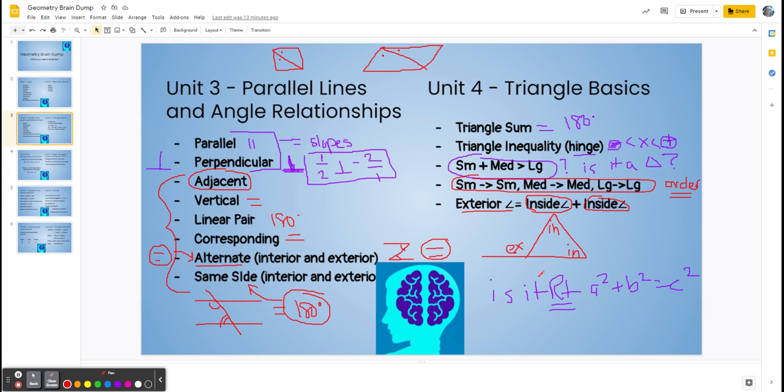A lot of times you can back into this with triangle sum, but sometimes they get tricky and they put expressions in here and you have to set up an equation. Inside plus inside equals outside. These 2 inside angles don't need to be the same. They can be different. So if I tell you this is 100 on the outside and this is 55 in here, what's that missing angle? 45. Inside plus inside equals outside. And that's kind of a special one.